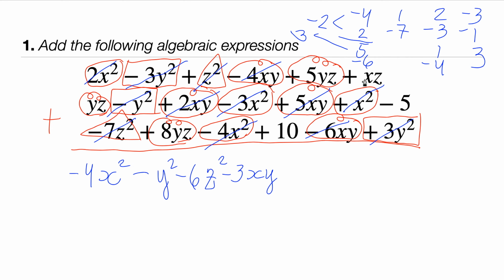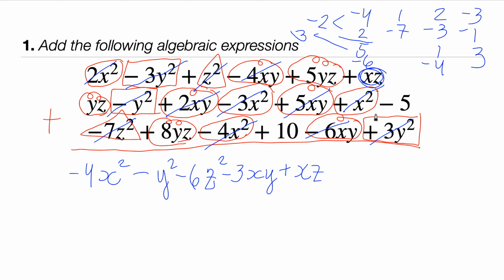Okay, next up, let's find the xz. So we have only one xz here. There's no other xz's, right? So we will only need to write one xz, and that's it. This is the xz. There's no other xz's.